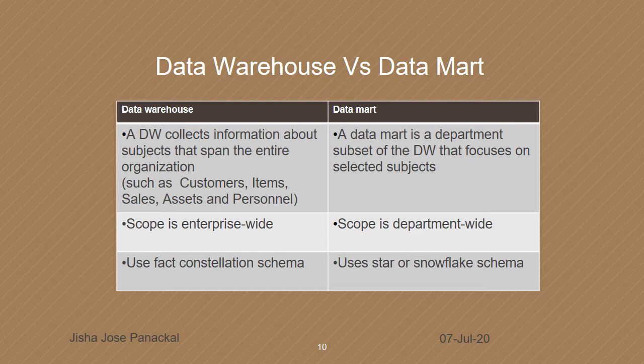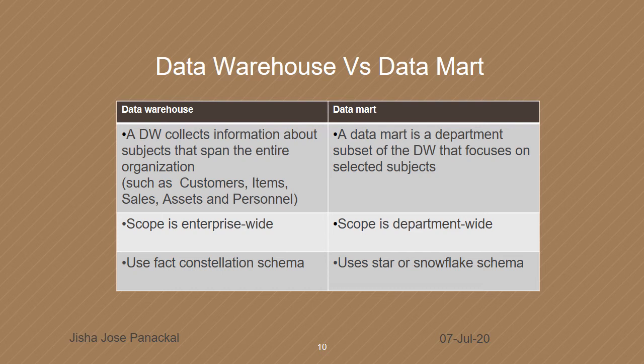But a data mart is a departmental subset of the data warehouse that focuses on selected subjects. So it is a subset of the data warehouse, a departmental subset which will focus on selected subjects. So the scope of a data warehouse will be enterprise wide, but the scope of a data mart will be department wide.